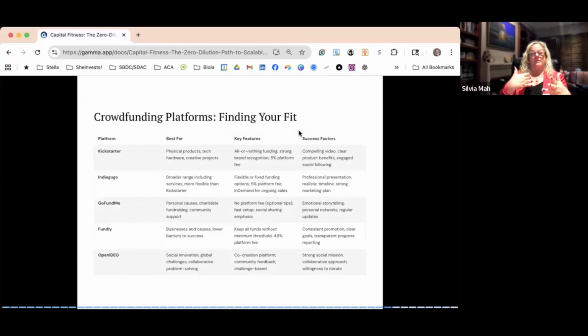And that's a little bit of the theme that we've talked about this whole time: finding your fit for the non-dilutive capital, the grants that you're going to go after, the banks that you go after that are going to give you a loan, the investors, angel investors and VCs, and crowdfunding platforms. Find your fit. Kickstarter is more physical products. Indiegogo is a broader range. GoFundMe is more personal causes. Fundly is businesses and causes, and Open IDEO is more like social innovation.